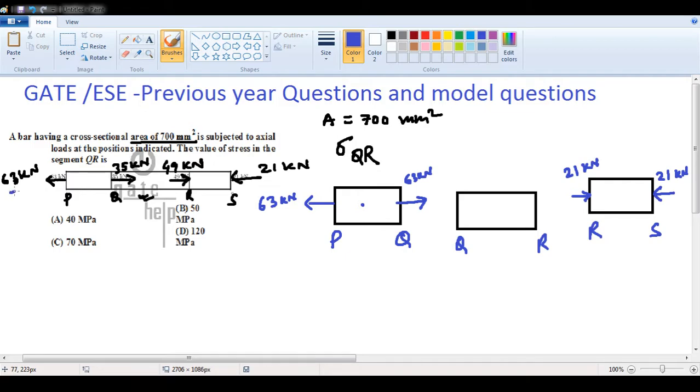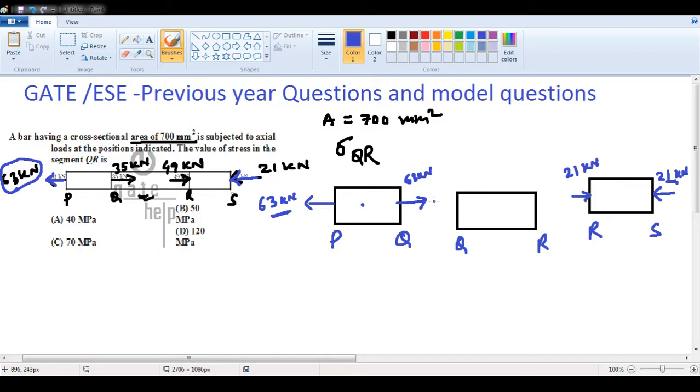Now this is what I have done. I haven't done much over here. The PQ section had a tensile force of 63 kilonewton, so I have taken 63 kilonewton, tensile as it is. If one side is tensile, the other side will also be tensile. Similarly, in section RS, 21 is compressive on one side, so obviously the other side will also be compressive with 21 kilonewton.